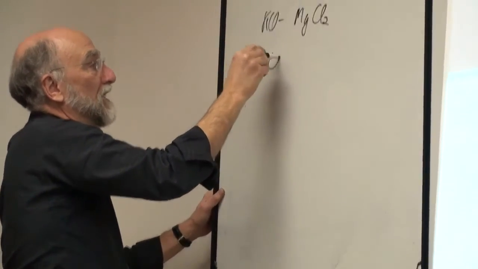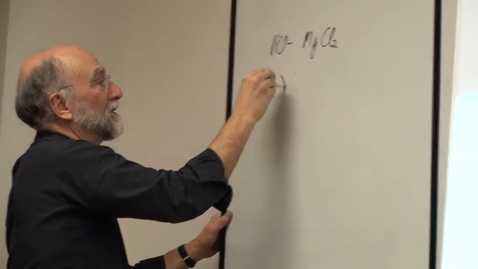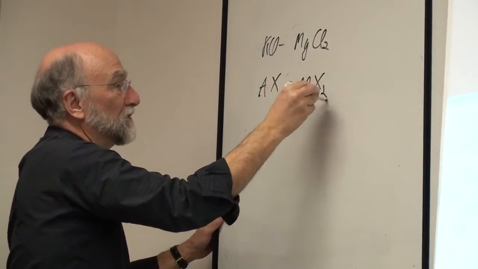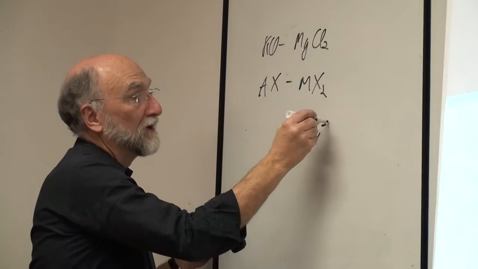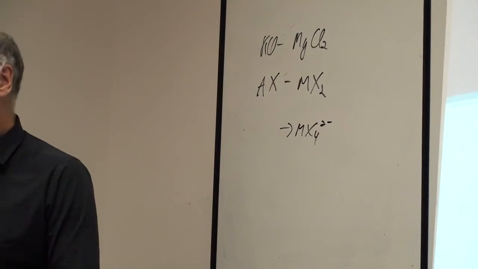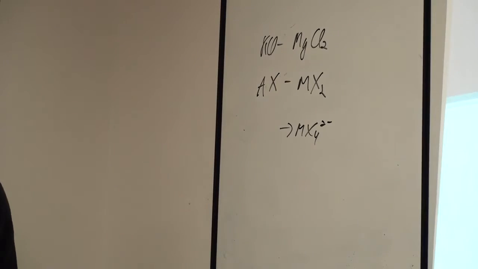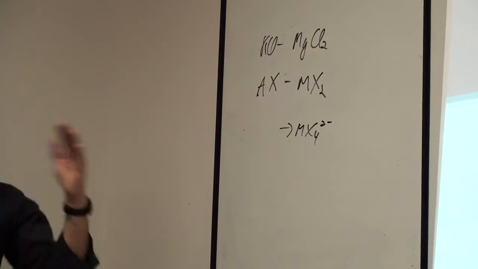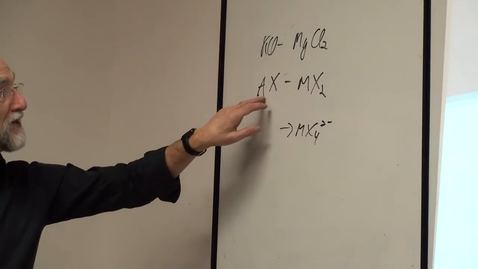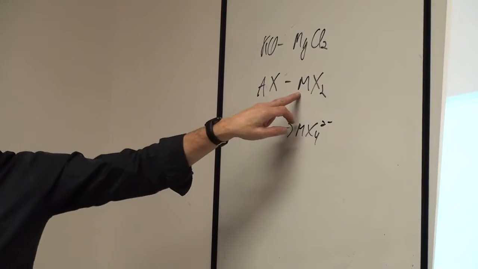or let's call them AX, MX2, things like that, where the tendency is to form your MX4 complex anions. I guess I wasn't clear because I was asked afterwards about the trends. In other words, is the tendency to form complex ions stronger or weaker depending on the values of what A, X, and M are.